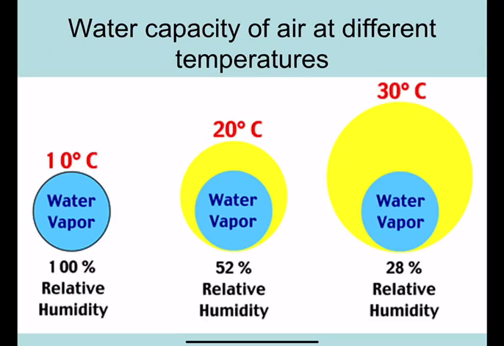What if the temperature increases again and it increases to 30 degrees Celsius. The amount of water vapor in the air is still the same. However, the relative humidity is now at 28%.